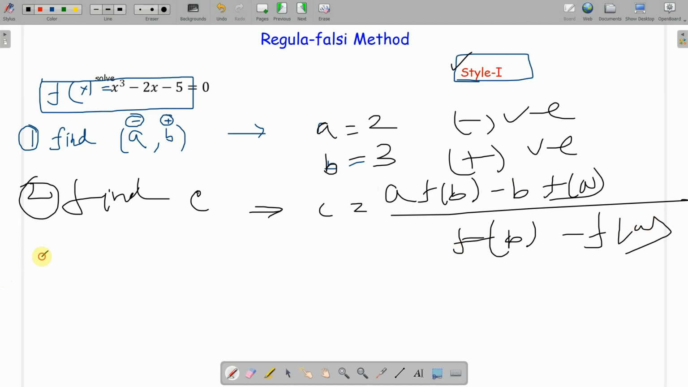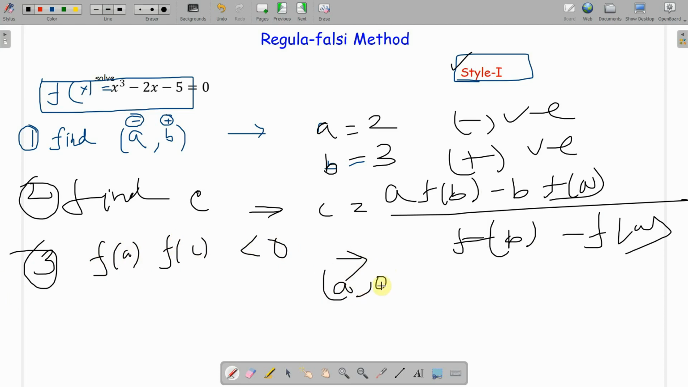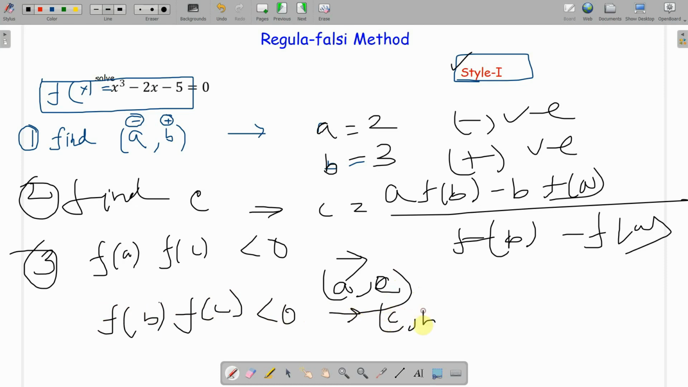Okay. Third step would be to estimate, just like the bisection method. If FA multiplied with FC is less than 0, then the root lies between A comma C. If FB times FC is less than 0, then the root lies between C comma B. That thing we used to assume for the bisection method. Remember, if a negative value comes, the negative value will change, it will be updated. Same funda will be applied here.